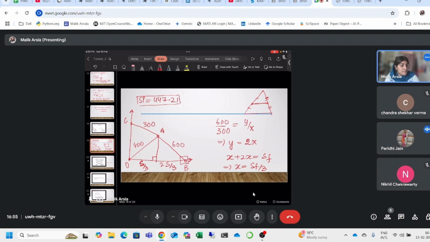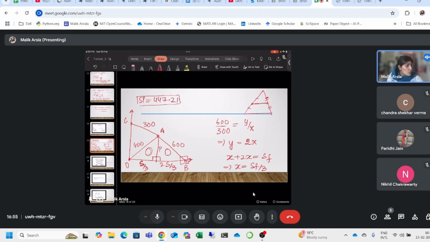Any doubt till here? No, ma'am. Now you know that this is a perpendicular. You can apply Pythagoras theorem for this and find the perpendicular, and same for this, and it should be equal. Obviously the length is the same, so it should be equal.